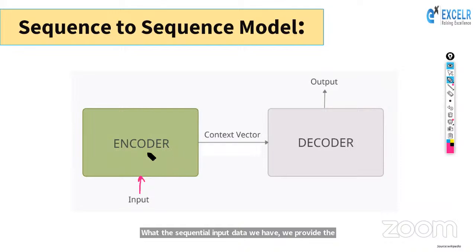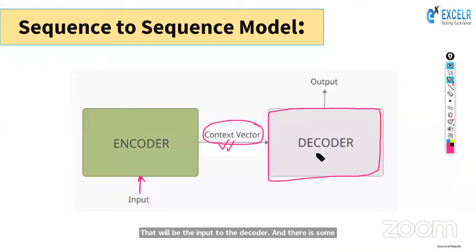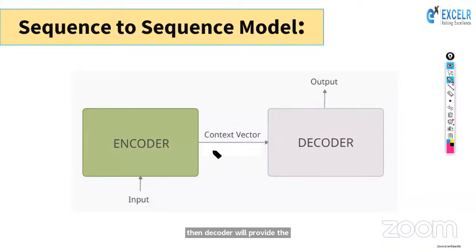Encoder will do a certain kind of processing, and it will generate the output, which we are calling a context vector, right? Whatever the encoder is generating as output, we call a context vector. That will be the input to the decoder. And there is a black box kind of thing, which means there is some processing going on, and then the decoder will provide the output. So this is, you can say, a top view of how the sequence to sequence model looks.